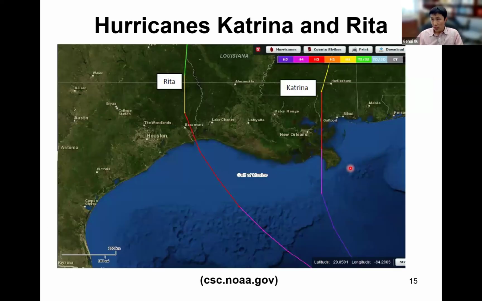So a little bit of background information about those two hurricanes, okay? So in the year 2005, Hurricane Katrina made landfall on the eastern side, okay? So the colors correspond to different categories. So H5 is category 5. Just based on the track lines, you can tell that, so this is the shoreline, here is the shelf break. Hurricane Katrina made a direct hit, okay?